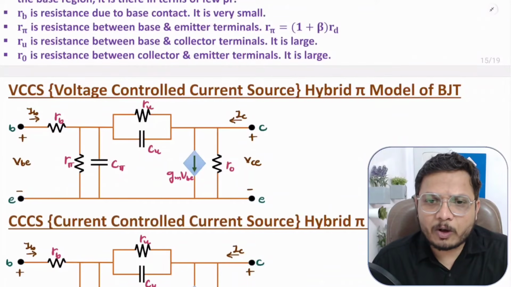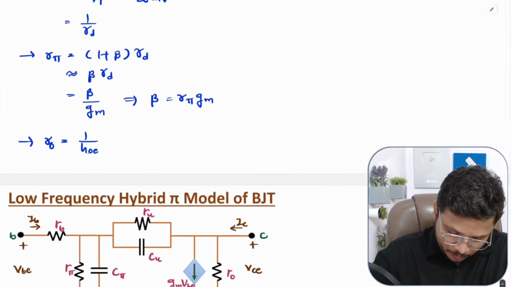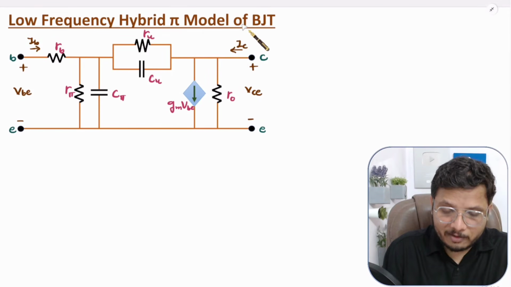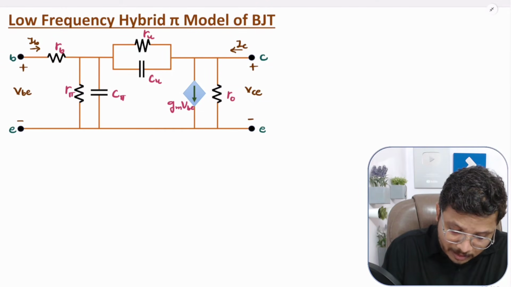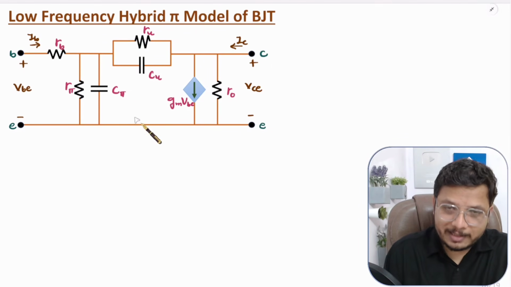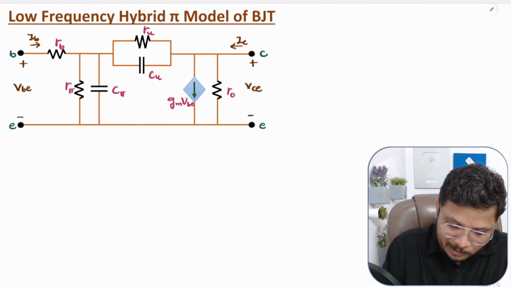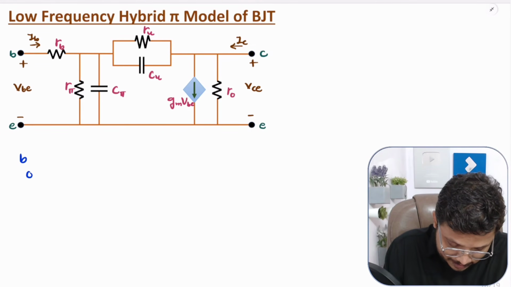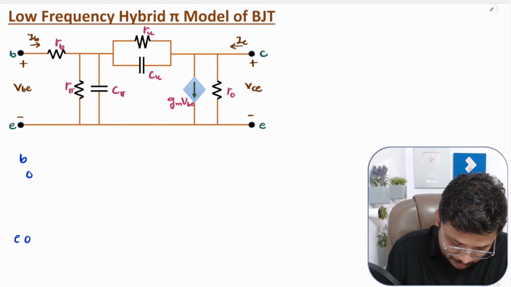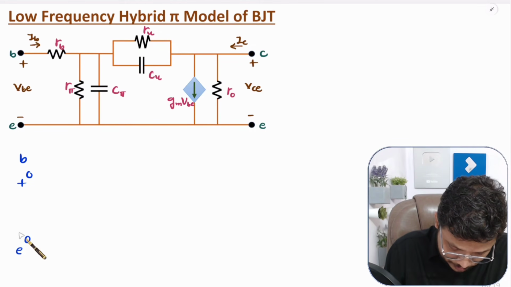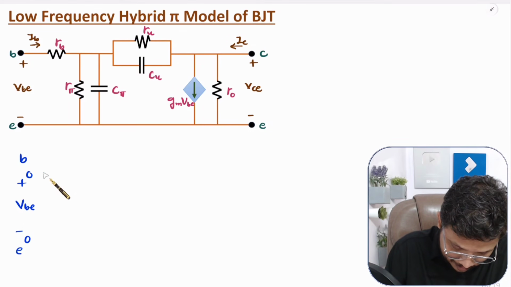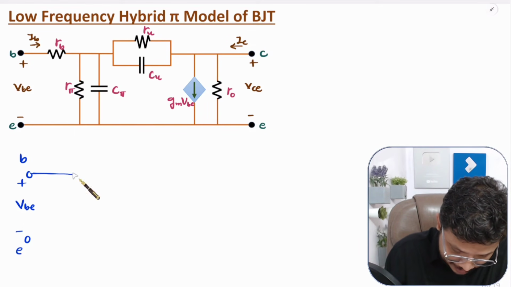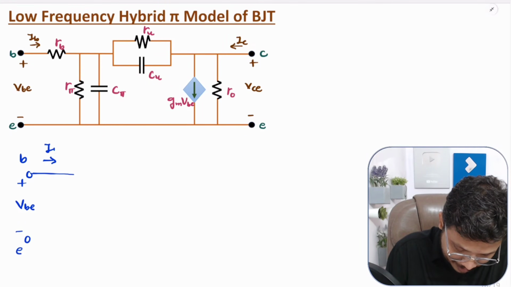Now I think we have discussed all the parameters. So now I'm going to explain the low frequency hybrid Pi model of BJT, and I'm going to draw it based on the high frequency hybrid Pi model, which I have explained already. First of all, I'm going to consider terminals. You can observe this is the base terminal, this is the emitter terminal. Between base and emitter we have voltage VBE, and here we have current IB.